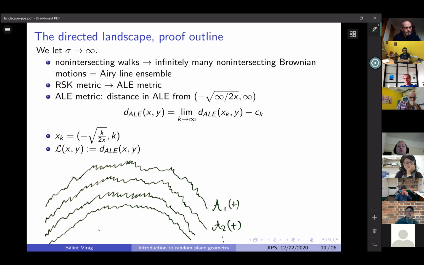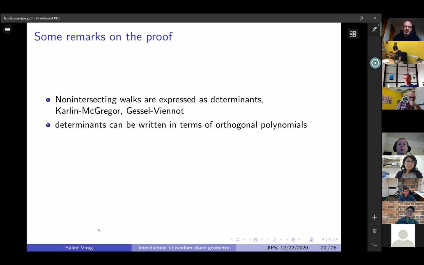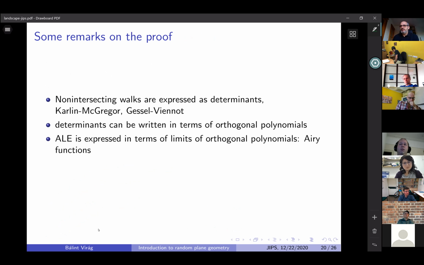Okay. So let's just say some remarks about the proof. This is something that you've probably all seen. So non-intersecting walks are expressed as determinants using Karlin-McGregor or Gessel-Viennot formulas. And then after you have these determinants, there are many ways to go. One way is to write them in terms of orthogonal polynomials. And then you take limits of these determinants with orthogonal polynomials in them. The orthogonal polynomials, almost all of them, if you look near the edge, become Airy functions. This is a standard fact in the theory of orthogonal polynomials.